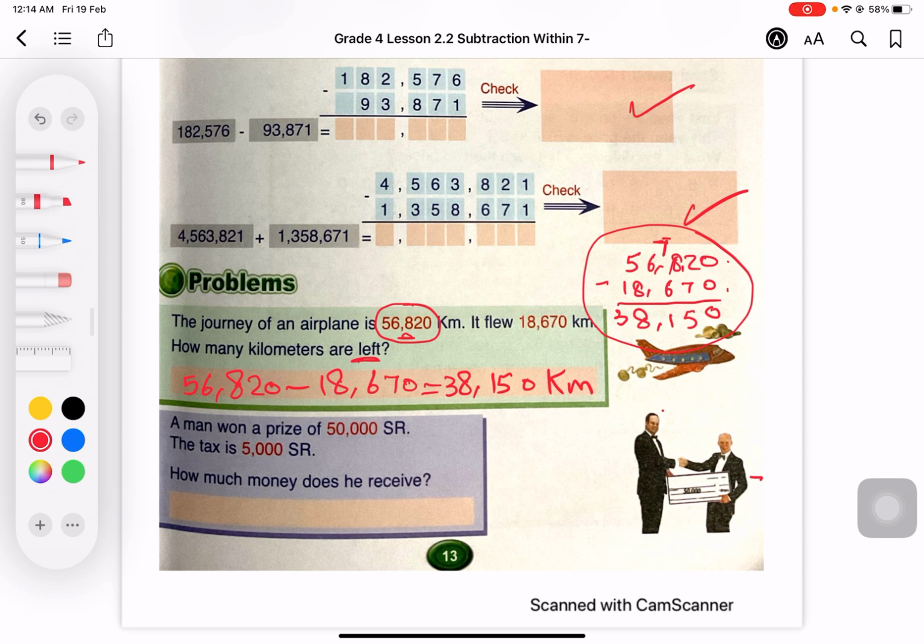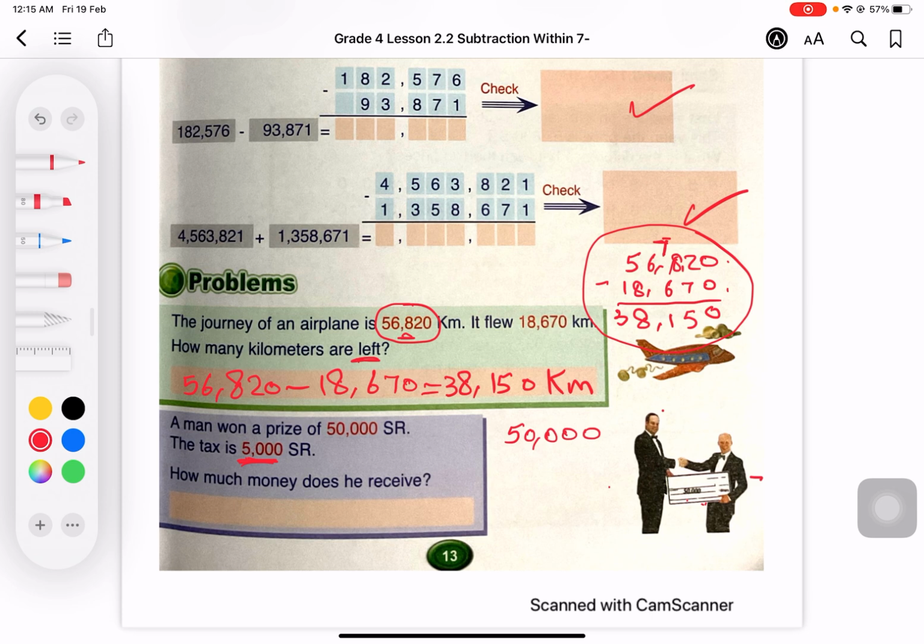Now, Iman won a prize of 50,000 riyal. The tax is 5,000 riyal. How much money does he receive? Okay, he received 50,000. Look at the picture. They are giving him a check. They wrote on the check 50,000. But they said for him, you need to pay taxes. It's 5,000. So he will not get all the 50. They are going to take from him 5,000. So I will subtract from 50,000.